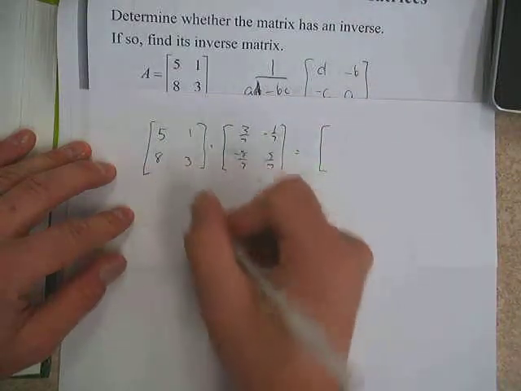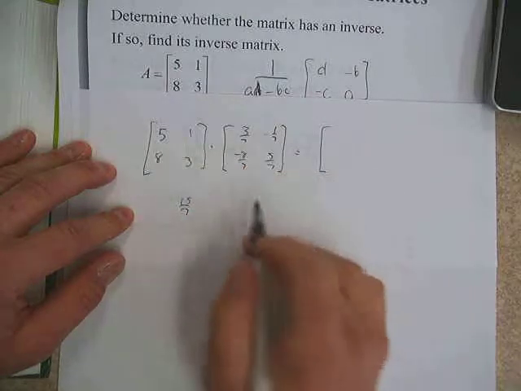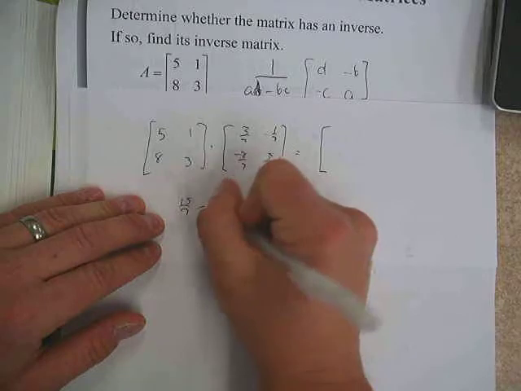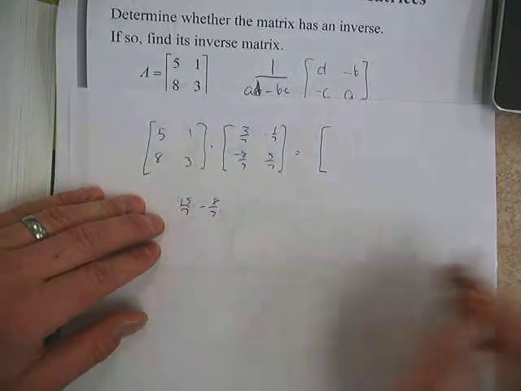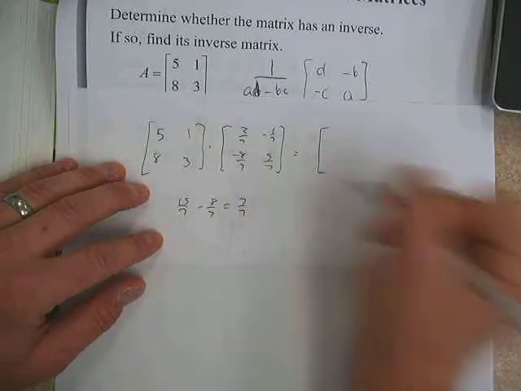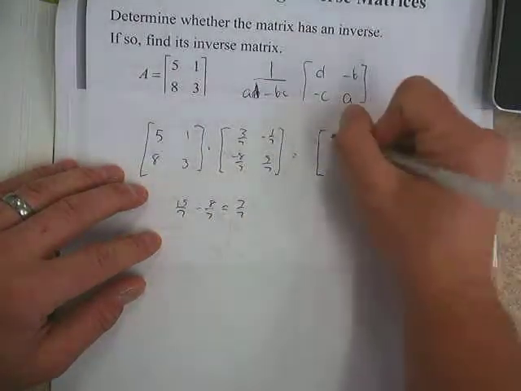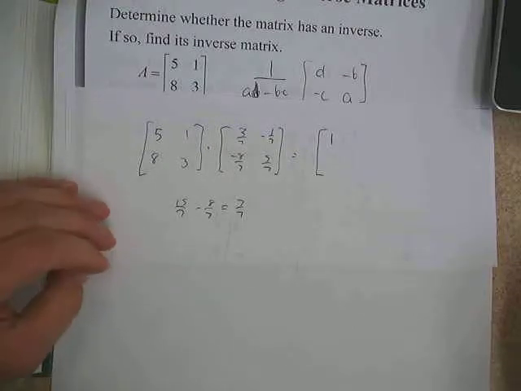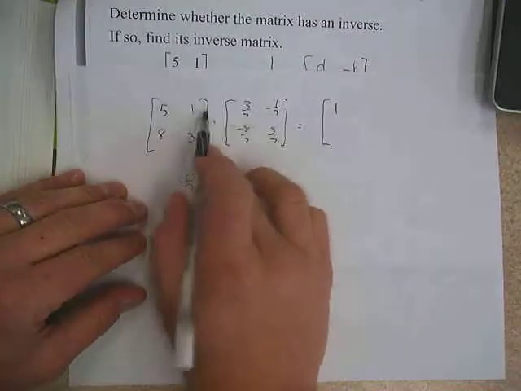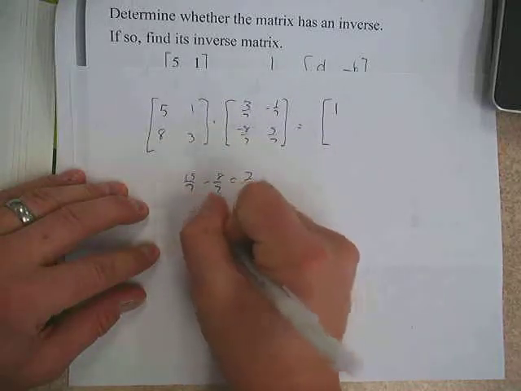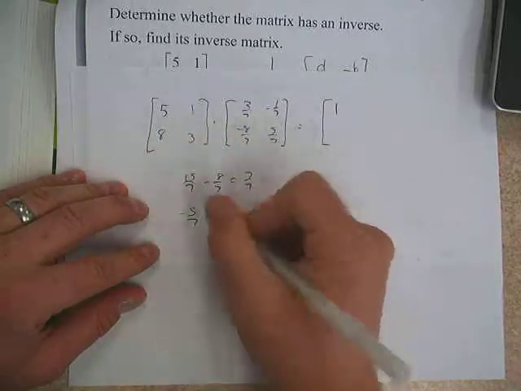Okay. So let's do first row times first column to get our first entry. If I do 5 times 3/7, that's 15/7. And if I do 1 times negative 8/7, that's minus 8/7. And 15/7 minus 8/7 is 7/7. And what is 7/7? It's 1. Okay. So good start, right? That's what we wanted to have there.